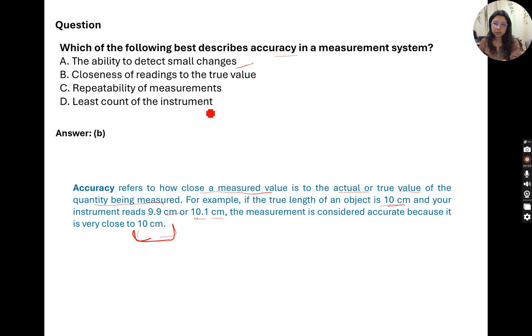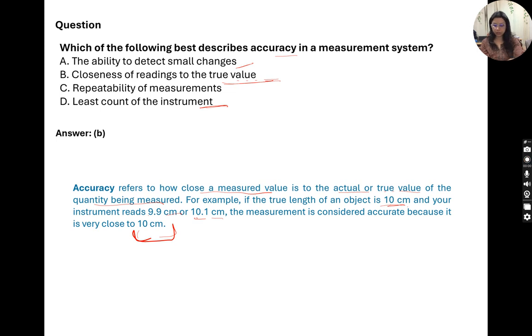And the least count of an instrument describes the error, but accuracy is described by the closeness of readings to the true values. Whatever the true values are, if the readings are very close to them, it describes how accurate a measurement system is. It's a simple question, and like these, we will discuss some more questions related to measurement and testing.